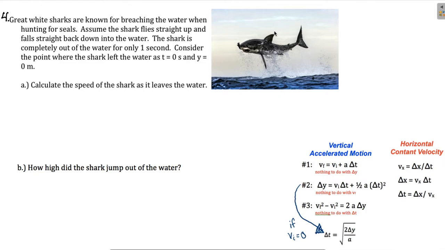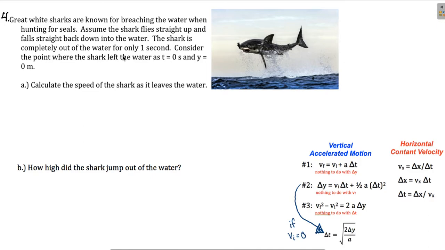They're known for breaching the water when they're hunting for seals. So we have this shark in midair. Assume that it flies straight up and straight back down. It wouldn't happen in real life, but it makes this problem a lot easier. The shark is completely out of the water for only 1 second. So going up and coming back down only takes it 1 second.